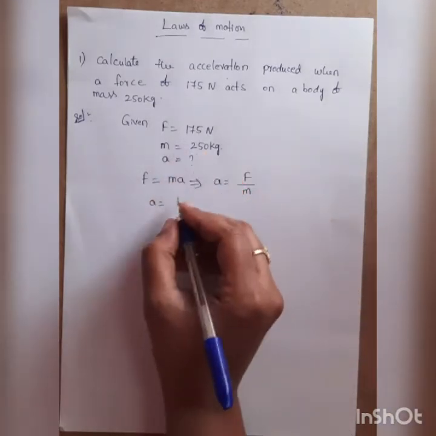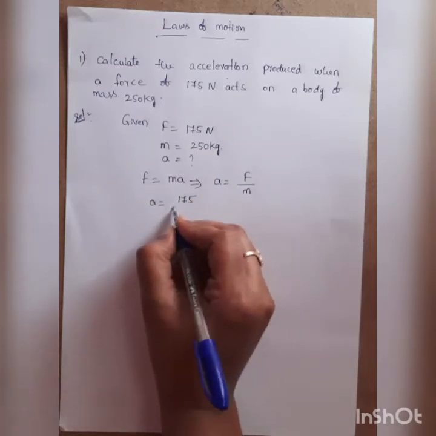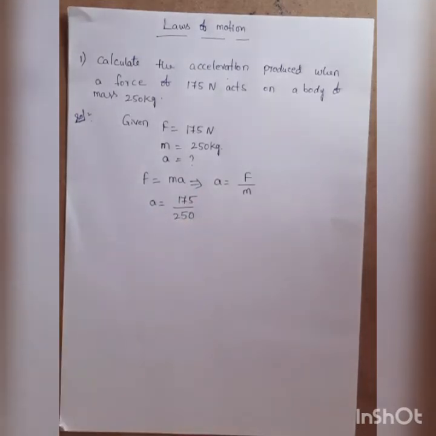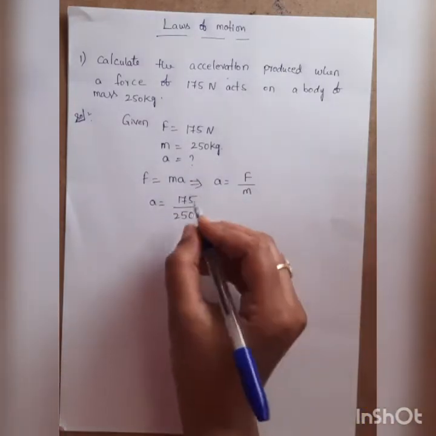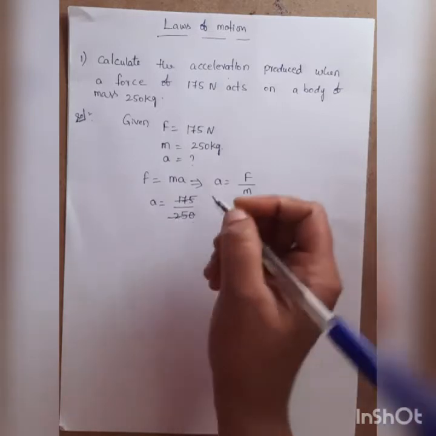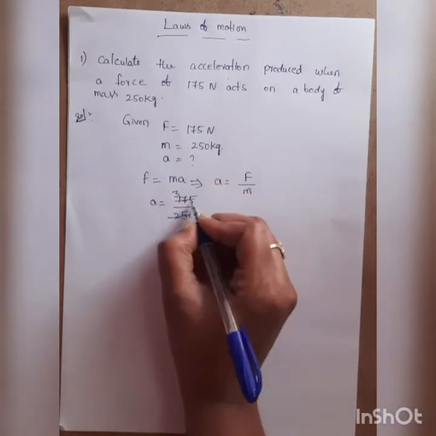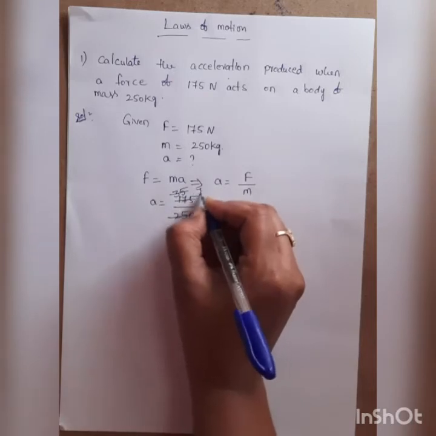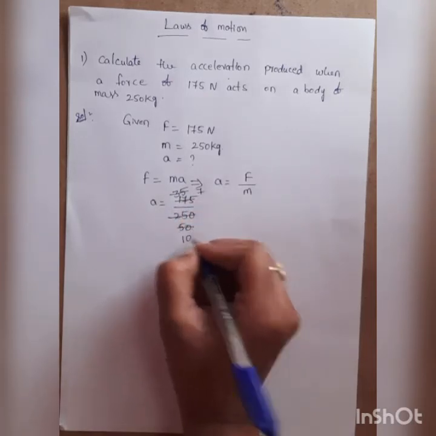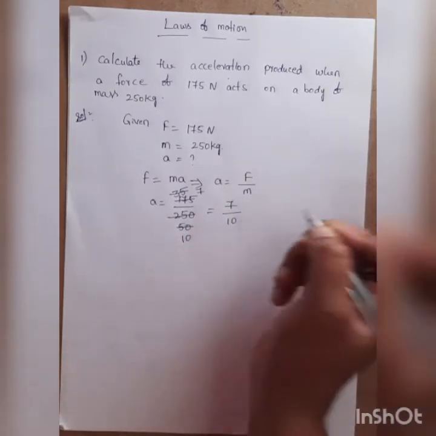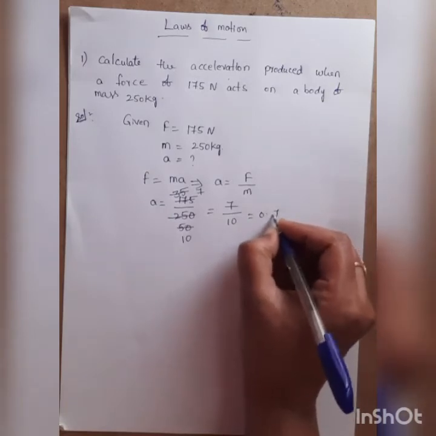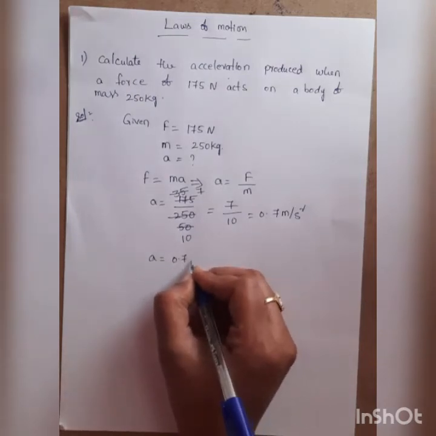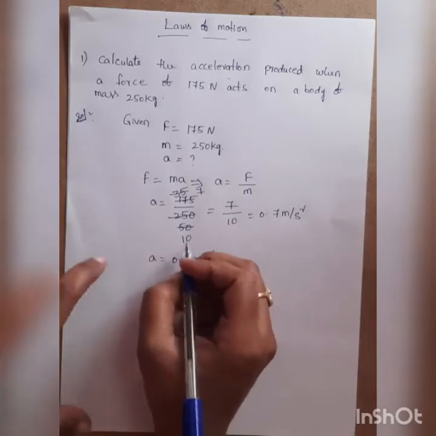Substitute the force and mass values. The force is equal to 175 newtons and the mass of the body is 250 kgs. Now cancel these two, 3 times 35, this is 50, and again 7, 10. Acceleration is equal to 7 upon 10, that is equal to 0.7 meter per second square. So, acceleration is equal to 0.7. The unit of the acceleration is meter per second square.